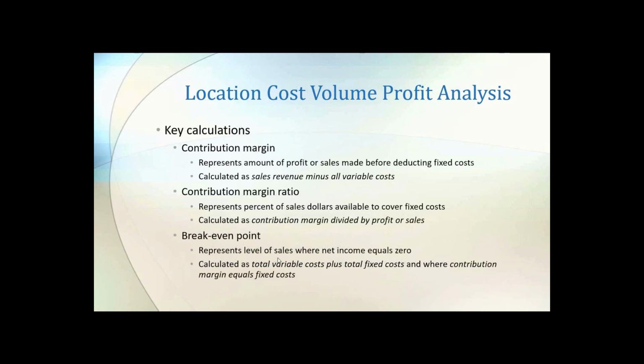So, key calculations. You've got contribution margin, which is basically sales revenue minus all variable costs. You've got contribution margin ratio, which is contribution margin divided by sales, or profit, whatever you want to use. And the break-even point is the level of sales where net income equals 0. Basically, it's your variable cost plus your total fixed costs. It's also where your contribution margin equals your fixed costs. So your contribution margin is how much margin that site will make, and when that equals the fixed cost of that location, that's the break-even point for that location.